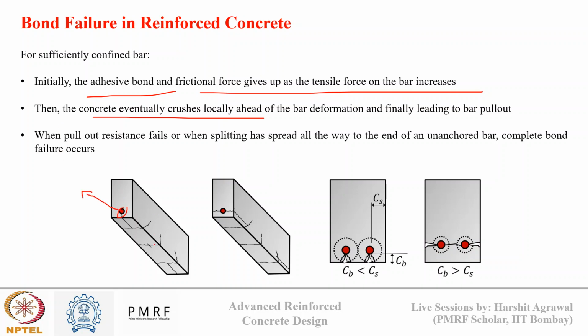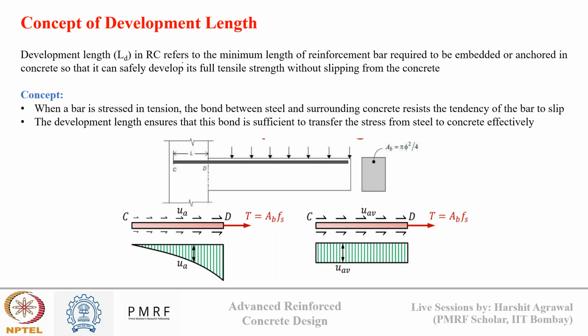Okay, and it will split the concrete either vertically like this, or horizontally like this. So the way in which this cracking occurs depends upon the distance between the reinforcement and the cover. Okay, cover property. So this is the problem for us. So how do we ensure that this splitting doesn't happen, slipping doesn't happen, and this perfect bond is developed between steel and concrete? So for this, we have a concept of development length.